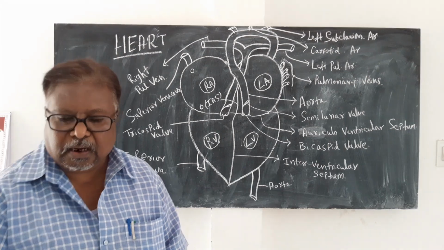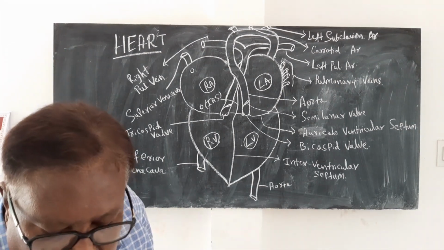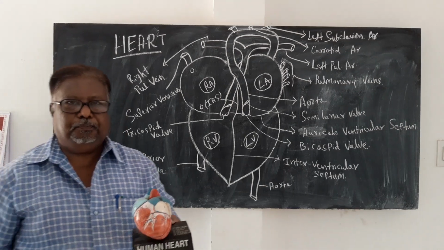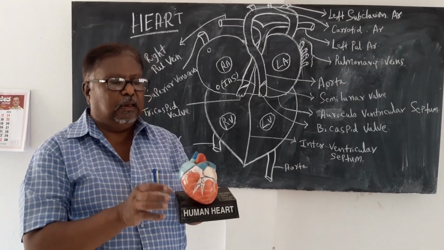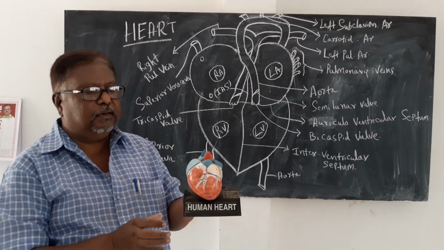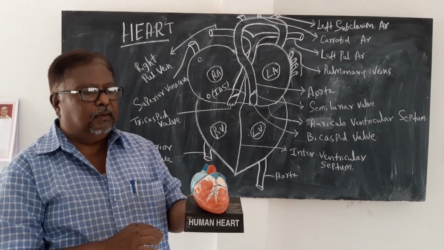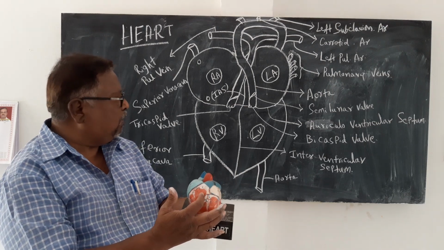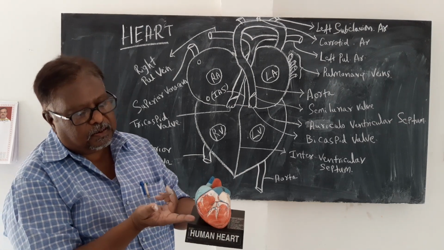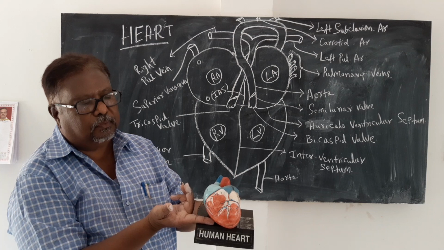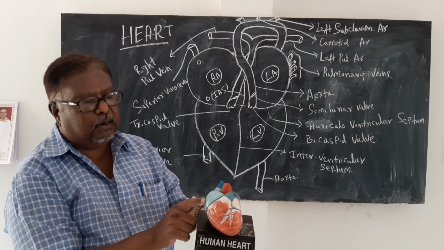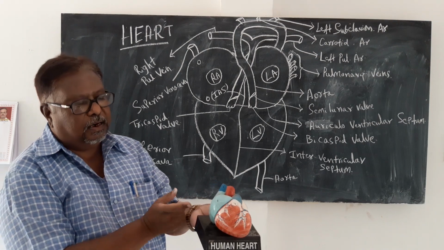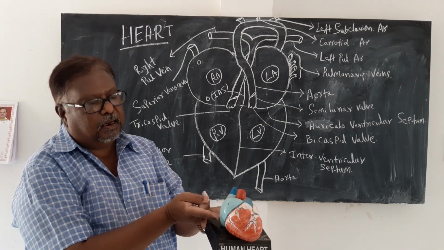Now the heart figure I have drawn on the board. You can also see the model which is present here. The first one is the ventricle, that is the left ventricle, and this is the right ventricle, the downward one. The second is the auricle, that is the left auricle, and this is the right auricle.